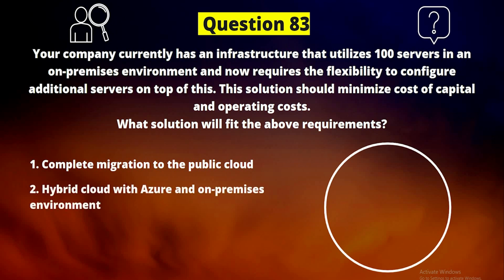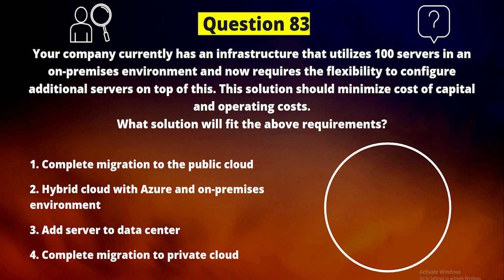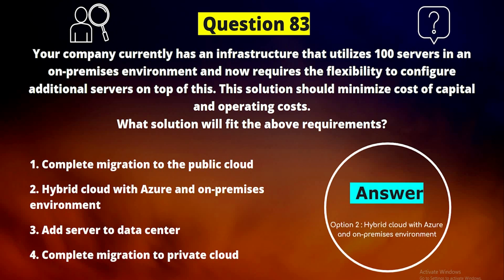Option 2, hybrid cloud with Azure and on-premises environment. Option 3, add server to data center. Option 4, complete migration to private cloud. And the correct answer is Option 2, hybrid cloud with Azure and on-premises environment.